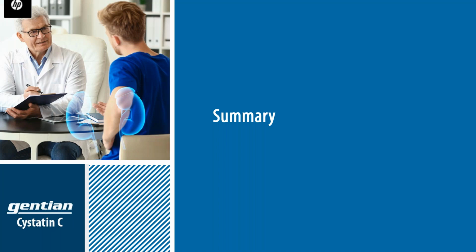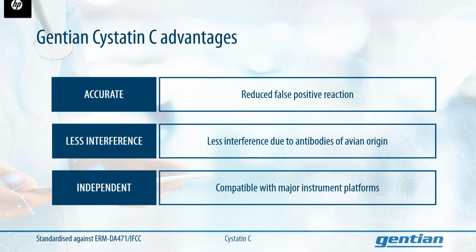In short, to sum up this short presentation, the advantages of using the Gentian Cystatin C assay is that you will have an accurate assay. It's an independent assay, so it's compatible with all major instrument platforms. You'll see less interference, and you know that it's standardized against the ERM material from IFCC. The Gentian Cystatin C assay was one of the assays used when they were standardizing the measurements of cystatin C for the industry.